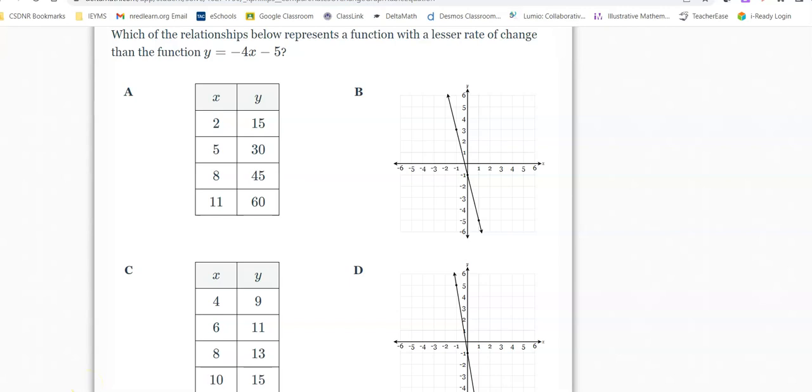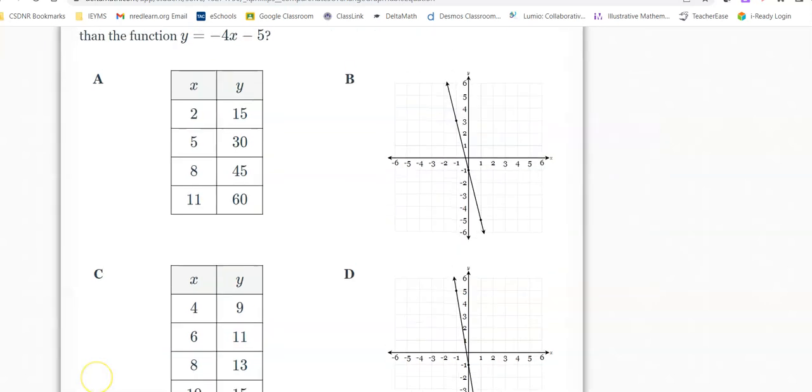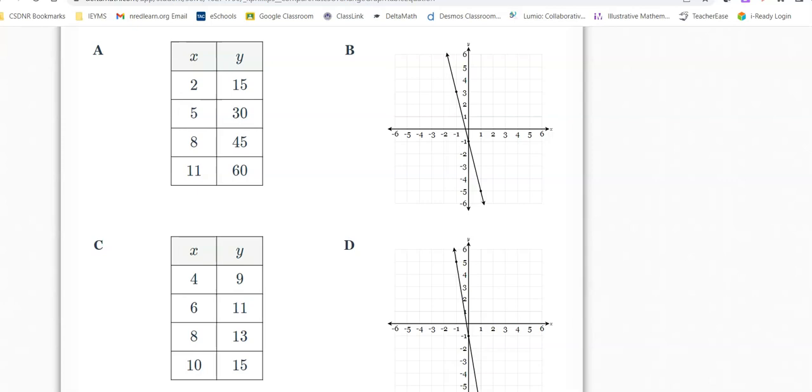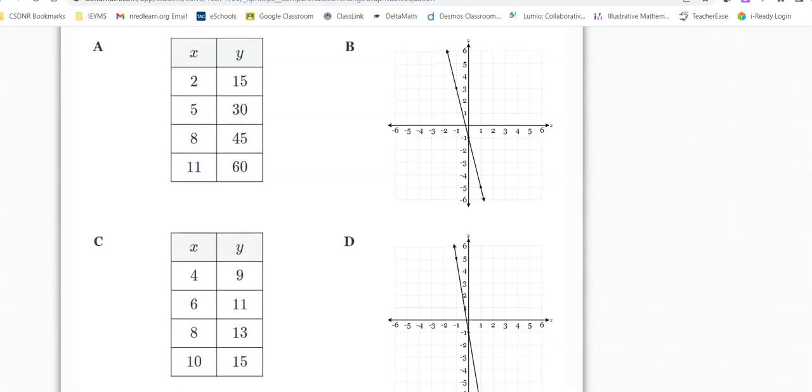So over here, when I count, down 1, down 2, down 3, down 4 over 1, that has a rate of change exactly the same as the equation, so that must mean this is the winner. Down 1, 2, 3, 4, 5, 6, down 6 over 1, so that's the winner, letter D.